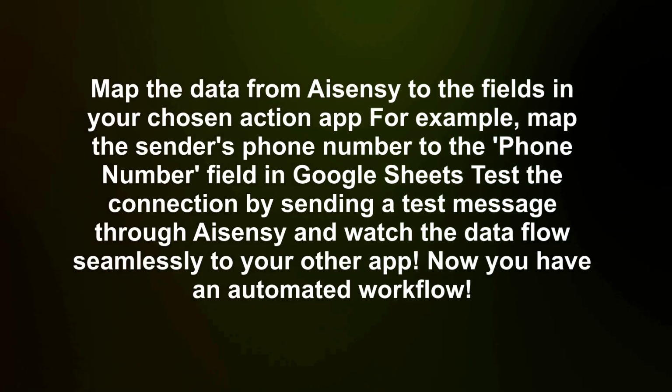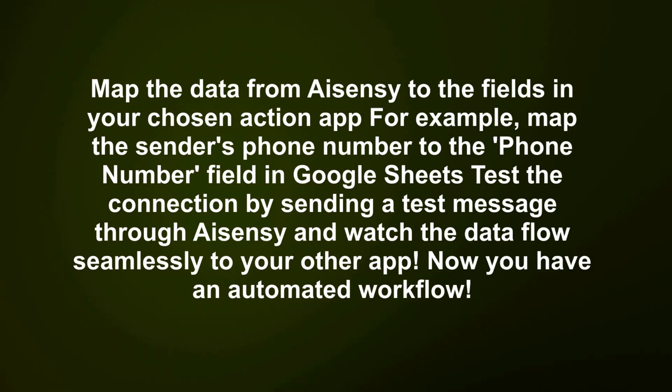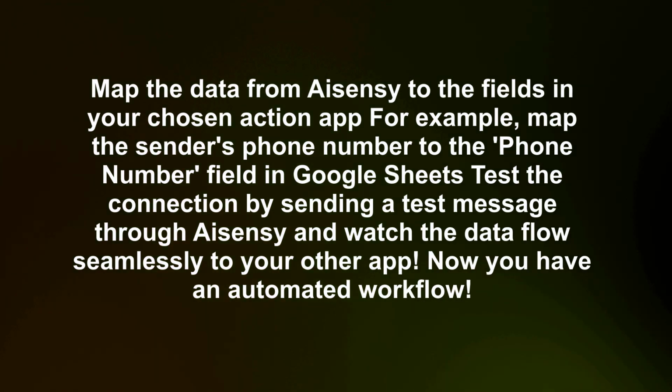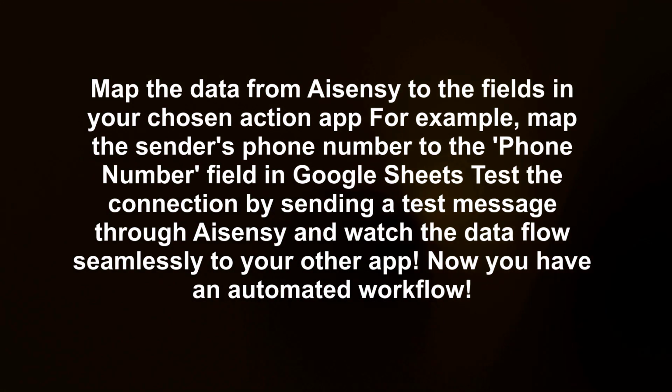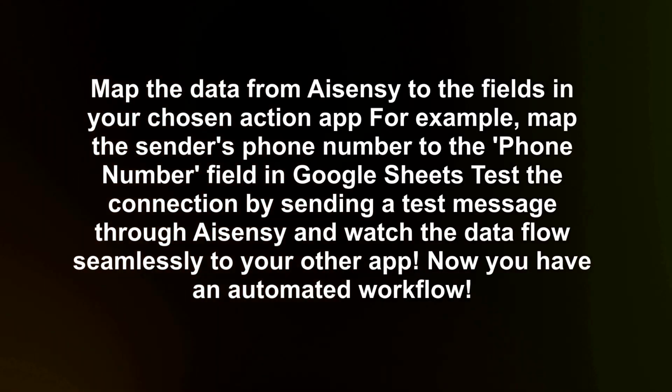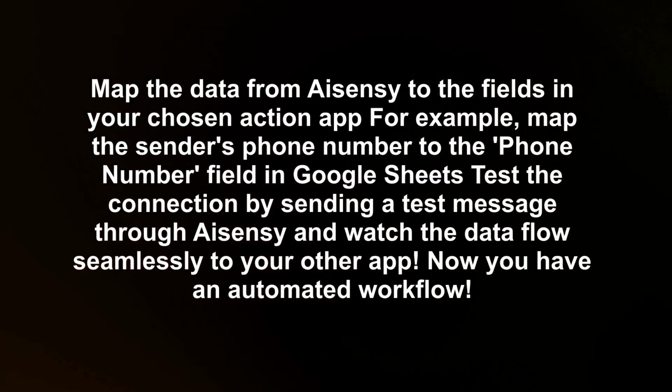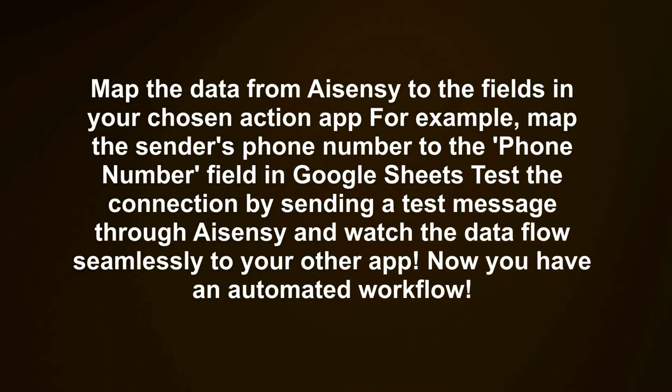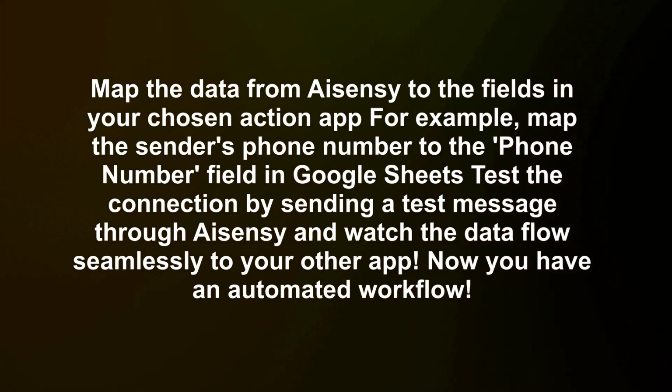Map the data from Aisensy to the fields in your chosen action app. For example, map the sender's phone number to the phone number field in Google Sheets. Test the connection by sending a test message through Aisensy and watch the data flow seamlessly to your other app. Now you have an automated workflow.